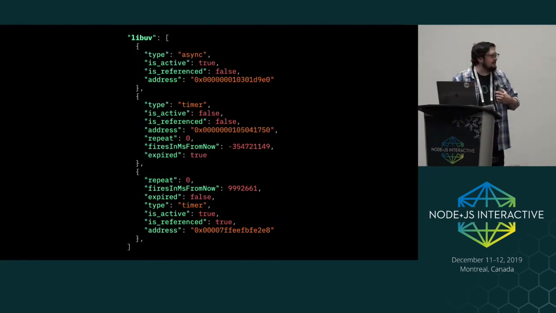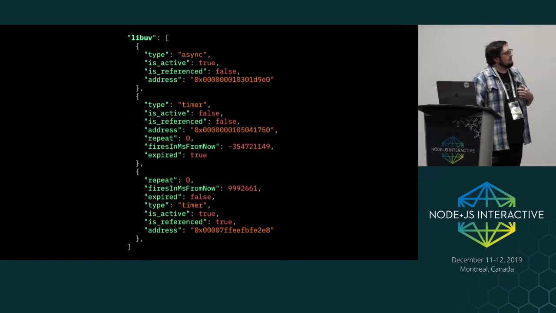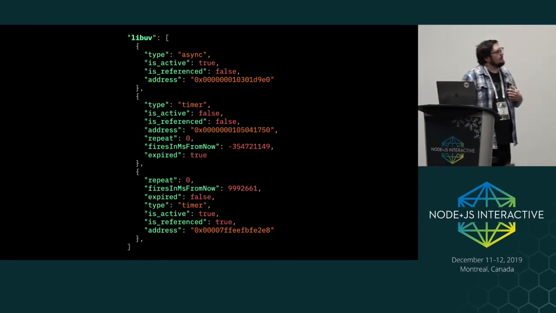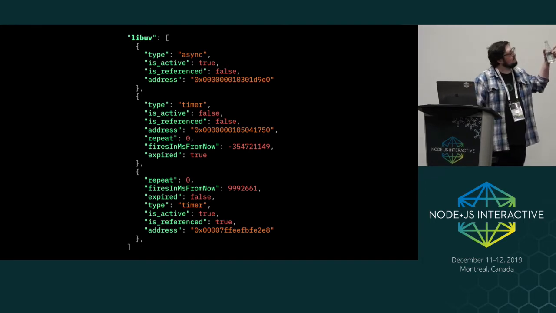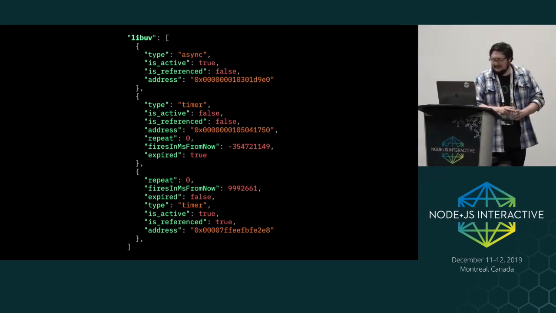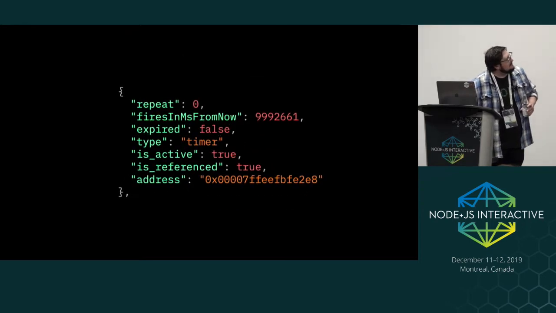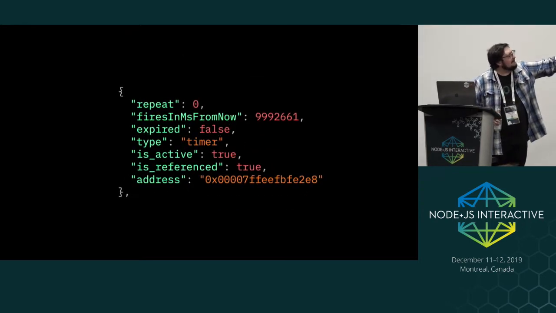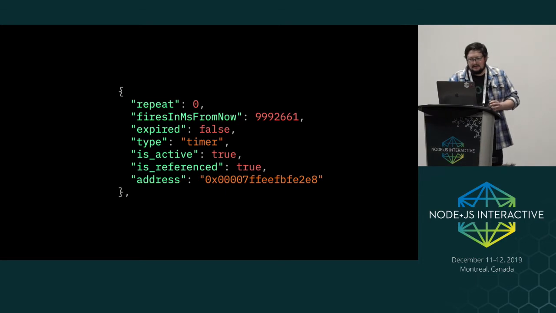So you look at this diagnostic report, and I'm going to cheat because I know where to look here. I would look in this libuv property, and I would go down and look, oh, look, there's this timer, and it's active, so it's in the event loop, and it's referenced, so okay, it hasn't been garbage collected. It fires in 999 ms from now, that's a while, right? And so you can see that using this, you can get a clue.